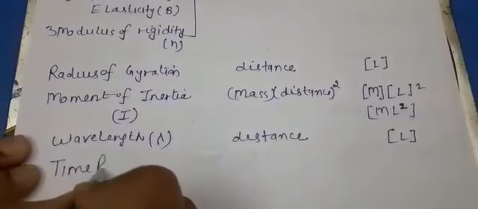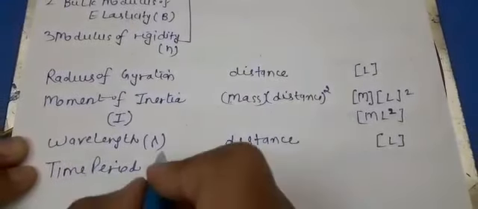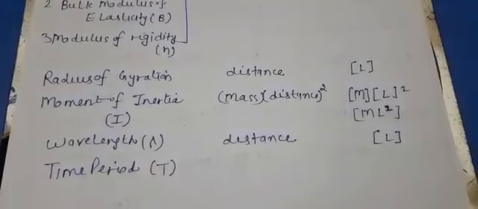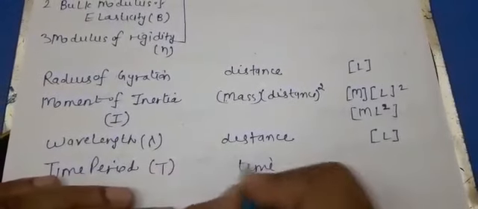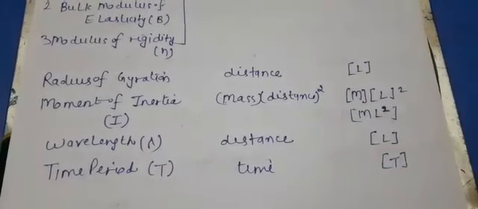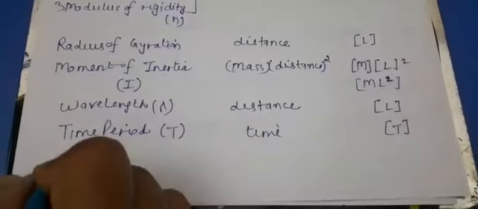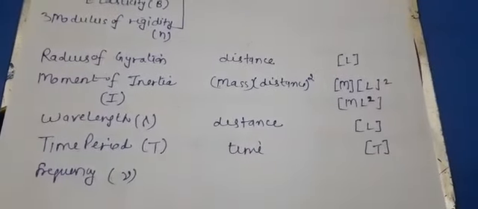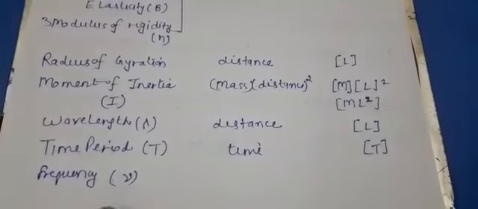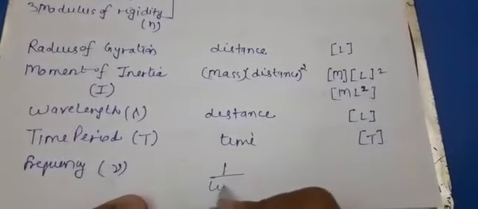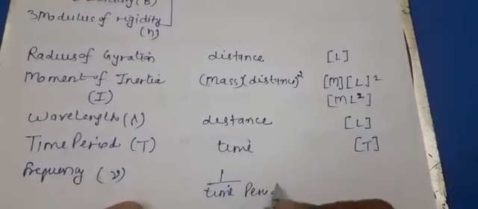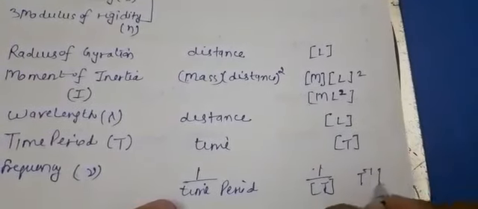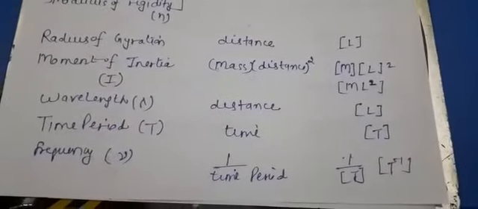Time period. Time period, capital T. Time taken to complete one vibration. So it is time. Formula will be T only. Frequency. Symbolically, a new symbol is used. We have done this also in class 9th. Frequency is the reciprocal of time period. Time period itself is a time. So it will be 1 upon T. You can take it as T minus 1.